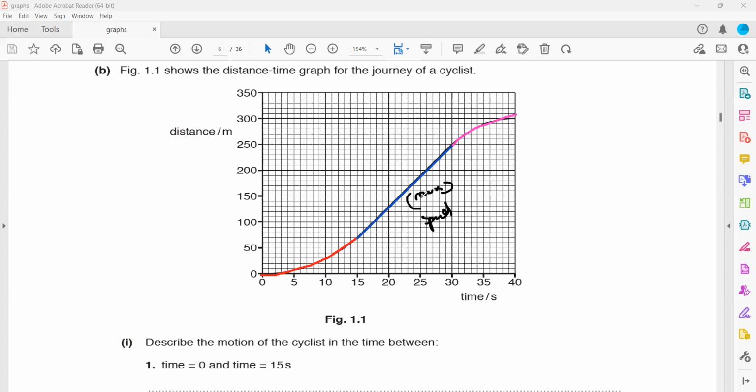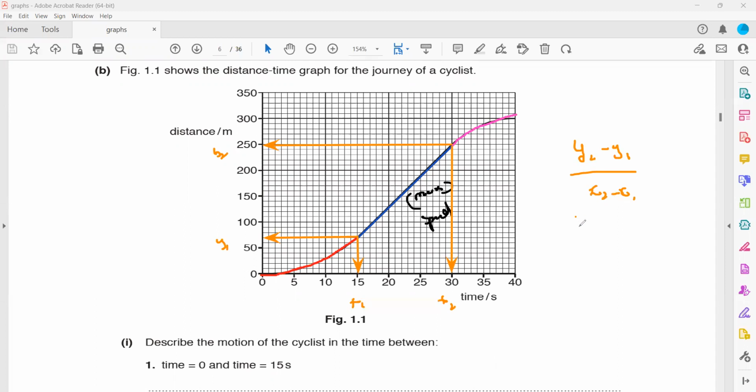So what we can do is take the gradient of this part. It's a straight line, so we can take the gradient of this part and that will give us a speed. And we call that the maximum speed. So the first point on the x-axis is x1. The first point on the y-axis is y1. The second point on the x-axis is x2. And the second point on the y-axis is y2. So we take x1, x2, y1, y2, and we use the formula of a gradient: y2 minus y1 over x2 minus x1.